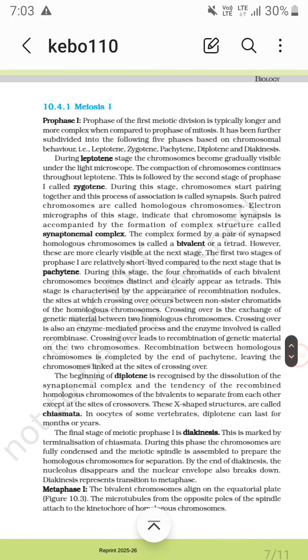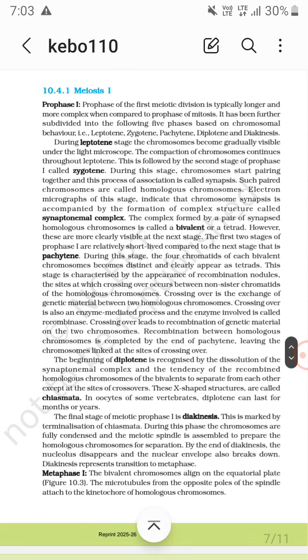Okay, so meiosis I has prophase I. It is the longest and more complex compared to the prophase of mitosis, and based on the chromosomal behavior, it has 5 stages: first leptotene, zygotene, pachytene, and diplotene, and then diakinesis.